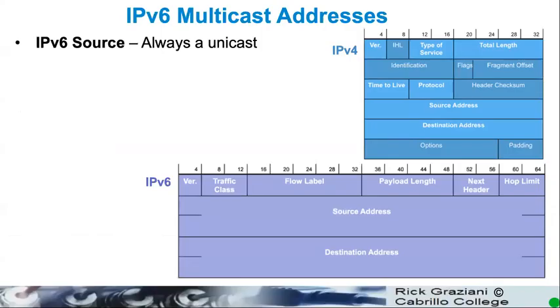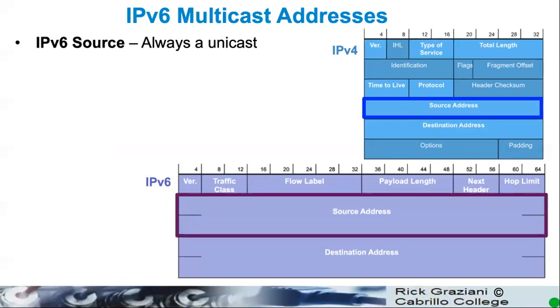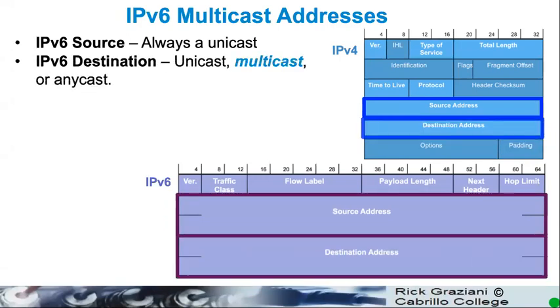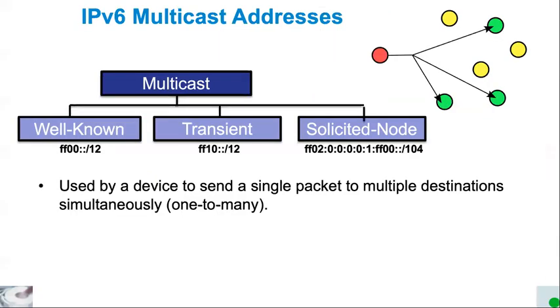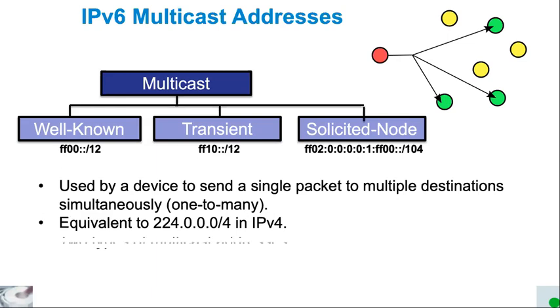As always, an IPv6 or IPv4 source address is always a unicast. Destination can be unicast, multicast, or anycast. In this case, we're talking about multicast. So multicast, as you probably know, is used when we want to send a packet to multiple destinations simultaneously, the one-to-many scenario. It's equivalent to the 224.0.0.0/4 in IPv4.